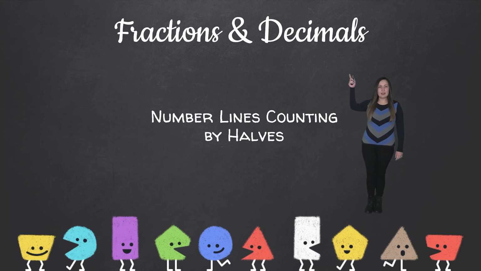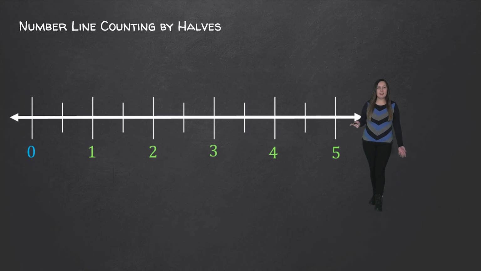Mathematicians. Today we're going to be learning about fractions and decimals, more specifically about number lines counting by halves. To get us started, we have a number line here with a few whole numbers. So we have 0, 1, 2, 3, 4, and 5.